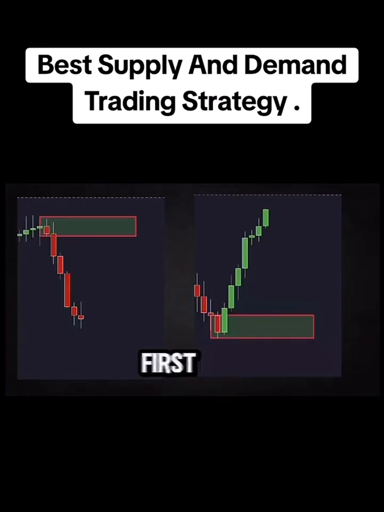Let's get practical. The first step in identifying these zones is to look for at least 3 consecutive momentum candles of the same color, green for demand or red for supply. These candles indicate strong buying or selling pressure. Once you've spotted these momentum candles, the next step is to identify where the move began, usually at the previous candle before the momentum started.